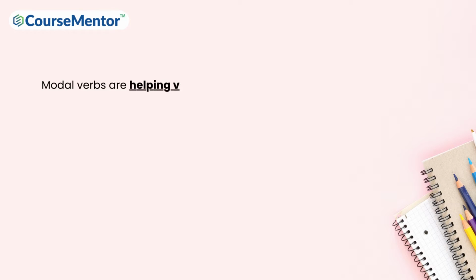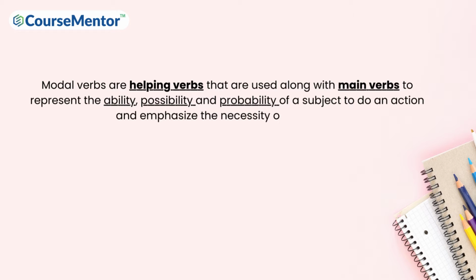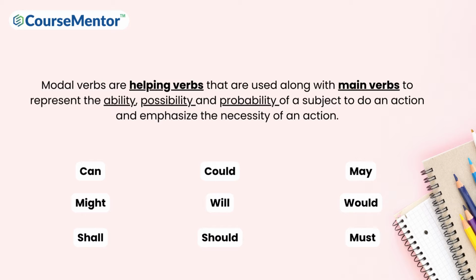Modal verbs are helping verbs that are used along with main verbs to represent the ability, possibility and probability of a subject to do an action and emphasize the necessity of an action. The 9 modal verbs are can, could, may, might, will, would, shall, should, and must.